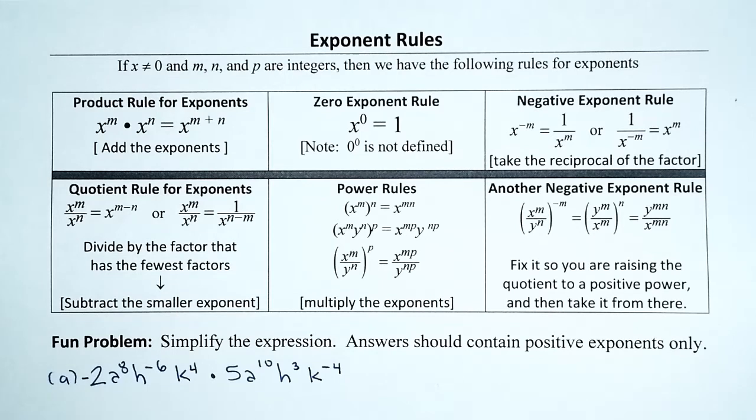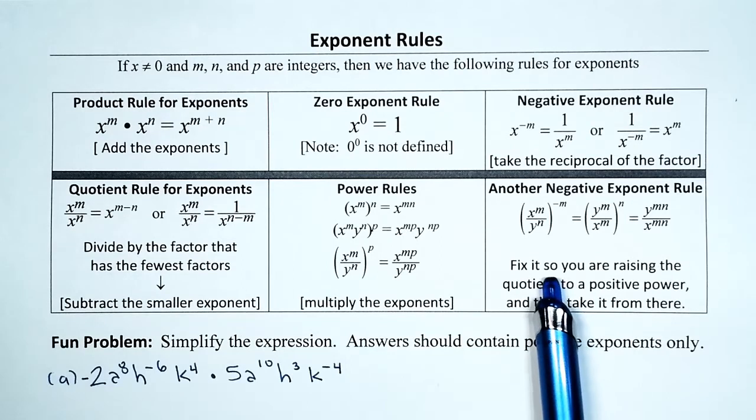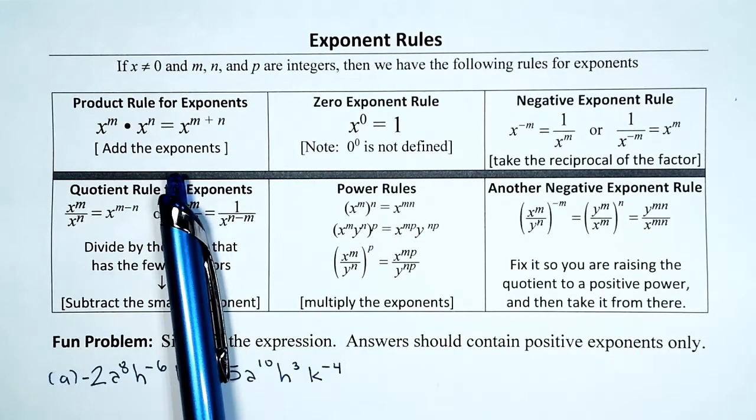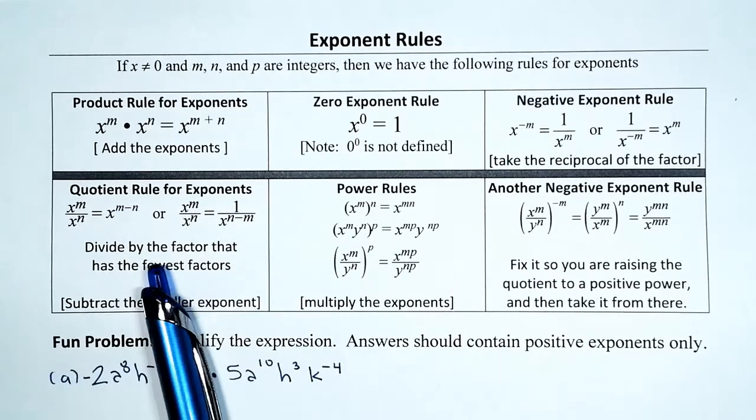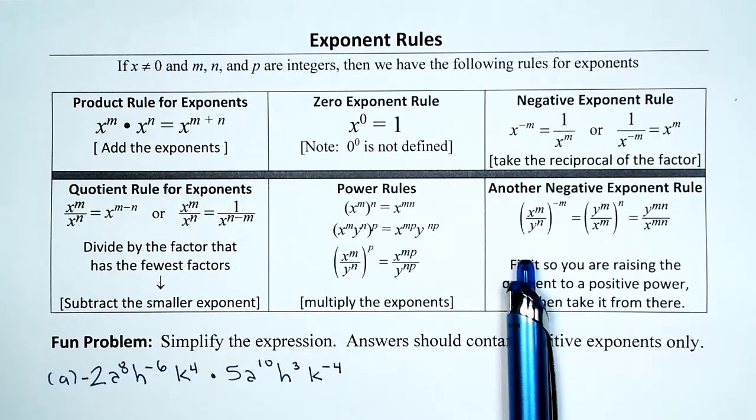We are going to continue the exponent unit. In the earlier video we introduced all 5 exponent rules, including the bonus exponent rule. The first one was the product rule for exponents, then the zero exponent rule, negative exponent rule, quotient rule, power rule, and then this bonus negative exponent rule.